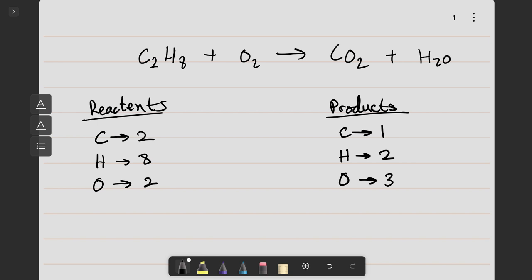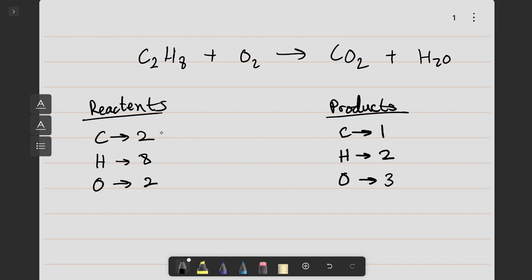Now, how do we balance this? Well, the trick of balancing any equation is to leave the most frequent, or the most common appearing, element last. So if you see there's oxygen here, oxygen there, leave that till the end. Do the least frequent first, like carbon, hydrogen. Okay. So to balance this, we have to have the same elements on both sides.